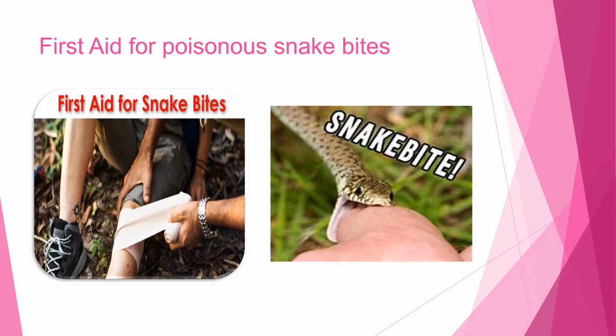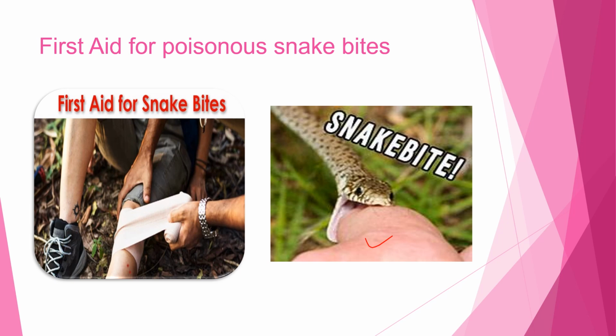Now, first aid for poisonous snake bites. Suppose a snake has bitten. What can we do? Immediately we should keep the patient calm, because the patient will be panicking. If your heart pumps faster, the venom will be pumped faster throughout your body after the snake bite. So the patient should be calm.